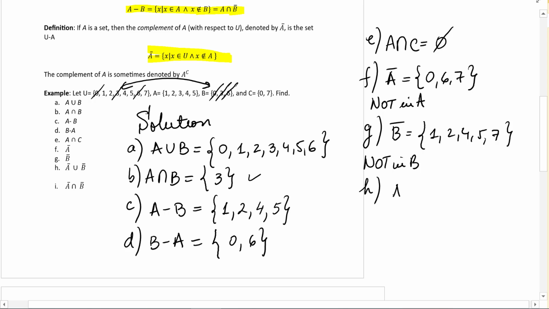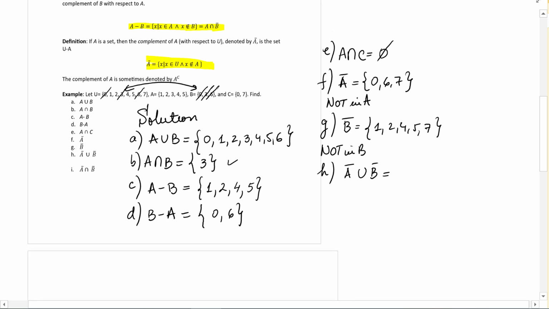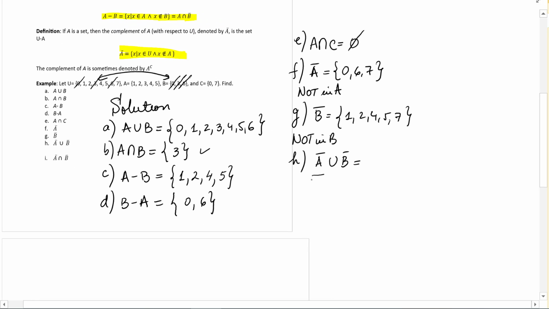H is A bar union B bar. In order for us to make this operation with sets, we do need to have A bar and B bar first. We do have them above, but if we didn't, you should calculate A bar separately and B bar separately and then do the union. Since we have them, the union is going to be all together written once: 0, 1, 2, 4, 5, 6, and 7. You see 7 is in both, and I copied it only once.